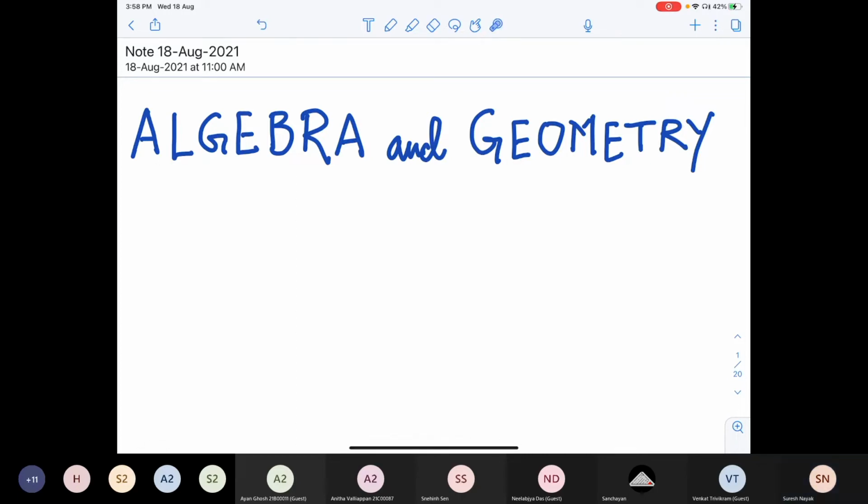Algebra is manipulation of symbols and dealing with polynomial expressions. In our context, we'll be looking at polynomial equations and some algebraic manipulations involving them. And geometry, of course, is figures and shapes and things like that. So let's bring them together.